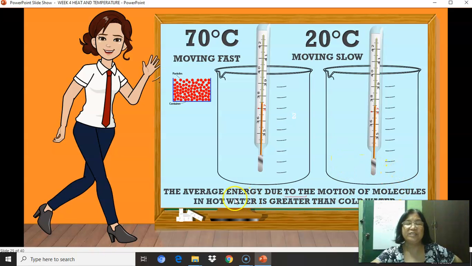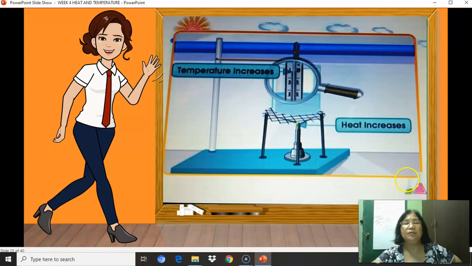Next. We say that the average energy due to the motion of molecules in hot water is greater than cold water. So, the molecules move faster in hot water compared to cold water, which is slower. I hope you can still follow. Okay, next. So, to give you a clear picture, we say that once heat increases, temperature also increases.